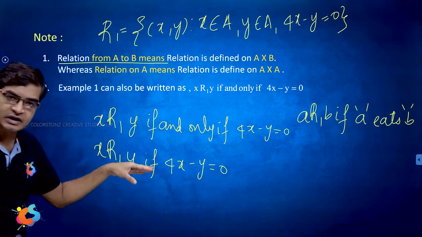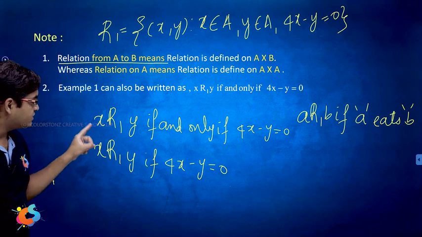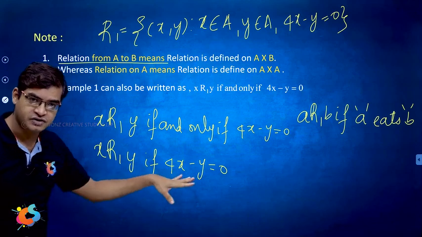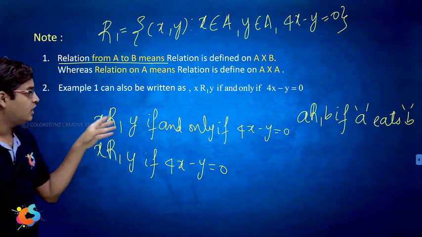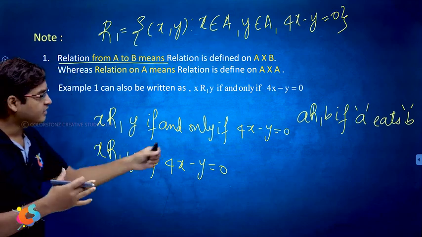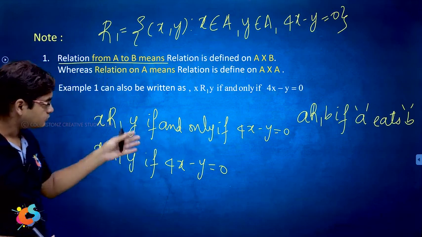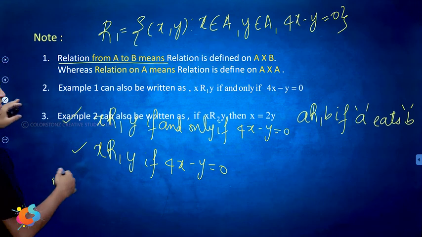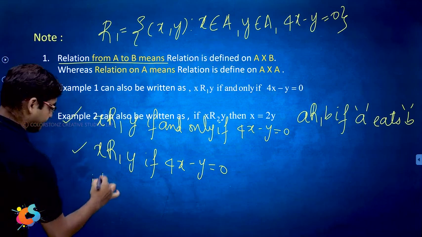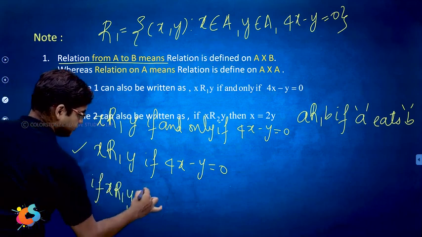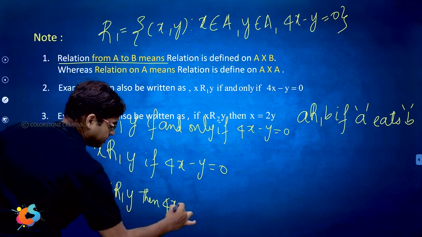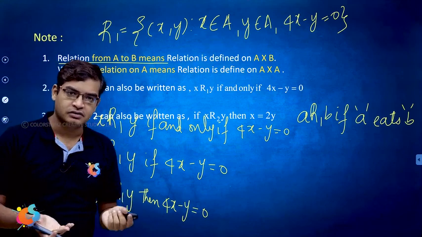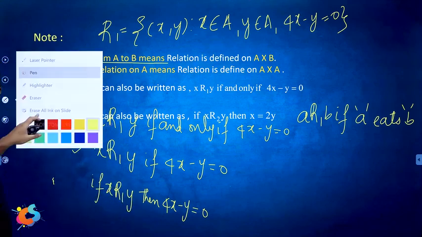Is there any difference between this one and this one? Both are saying the same thing. x should be mapped to y under the relation R1 if 4x minus y is equal to 0. Here also it is the same thing, if and only if this is happening. So you can write like this, or you can write it a little differently also, something like this: if x R1 y, then 4x minus y is equal to 0. So these are just different ways of writing a relation. That is what we are studying here.